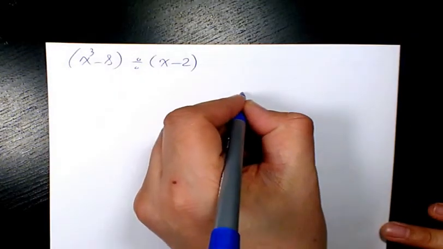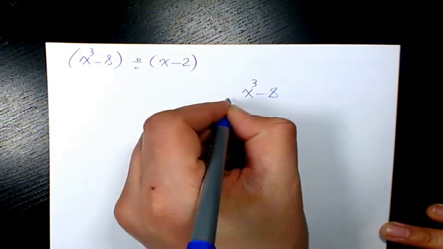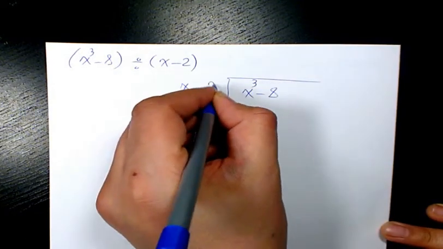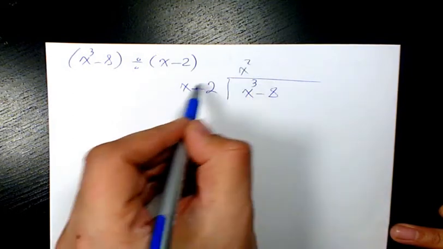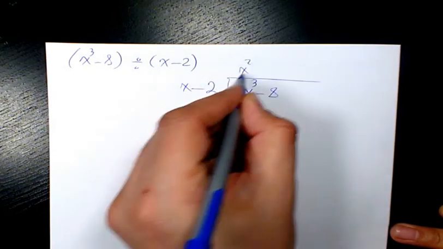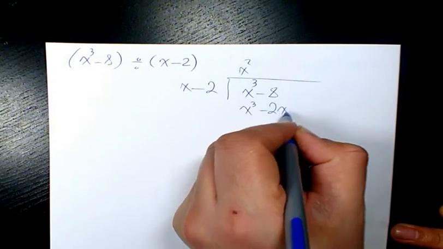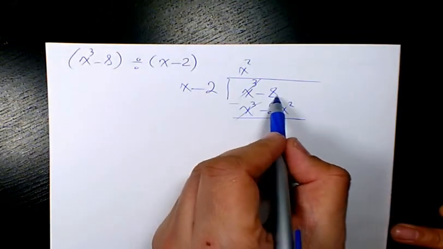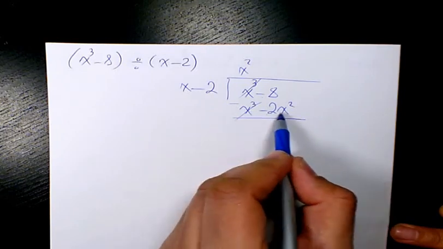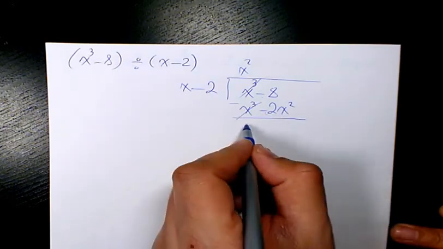Now here we have x cubed minus 8 divided by x minus 2. X cubed divided by x is going to be x squared. X squared times x, x cubed. X squared times negative 2, negative 2x squared. Then you subtract it, these two cancel out. It's going to be negative 8 plus 2x squared, because negative times negative is going to be positive.